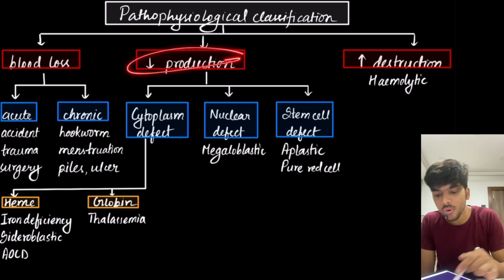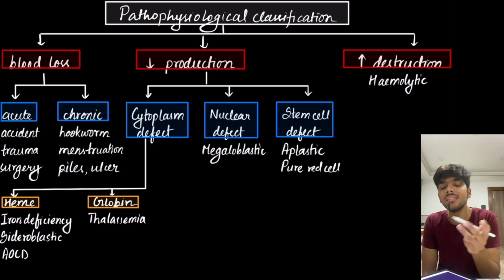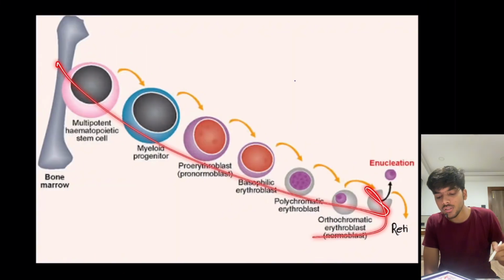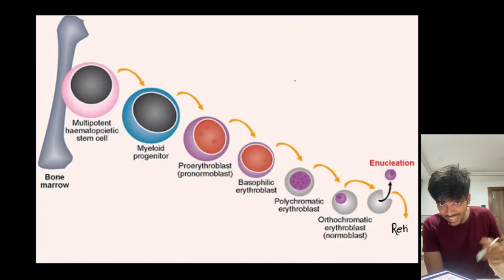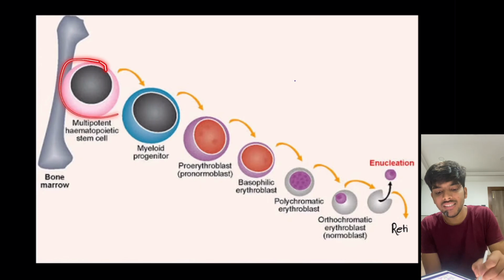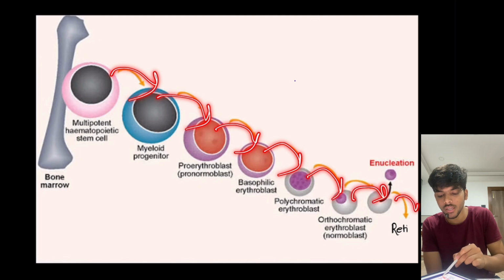Now decreased production, or defect in production, can be due to defect in three different parts. First, let's look at the production itself. So here's the production of your red blood cell, which is erythropoiesis. So in erythropoiesis, you have your stem cell in the red bone marrow. This stem cell changes morphologically into different types of cells and finally forms your red blood cell.